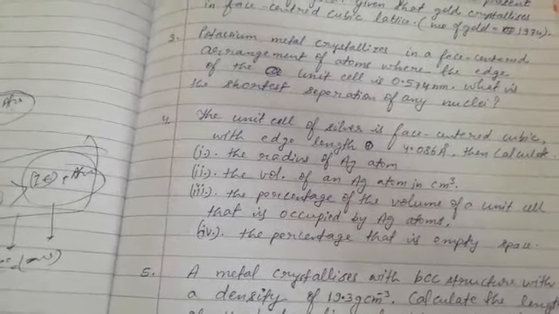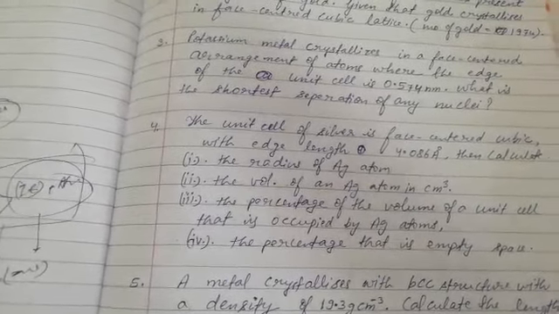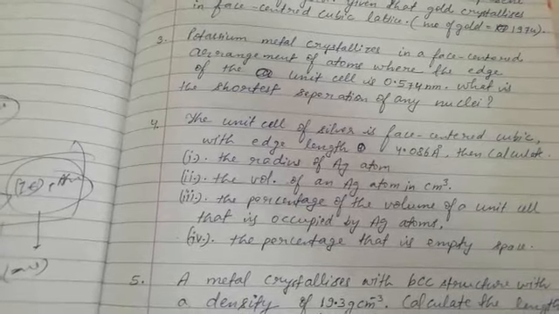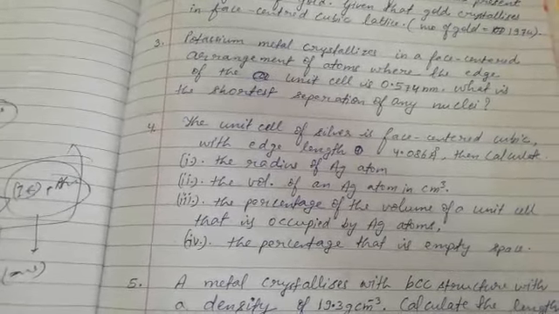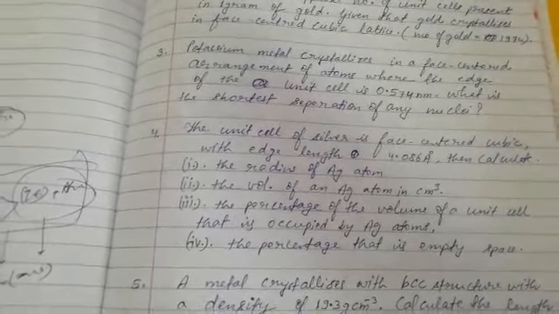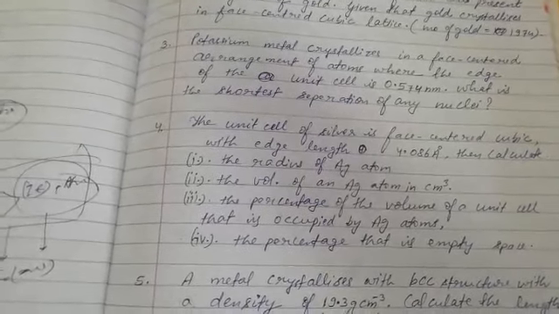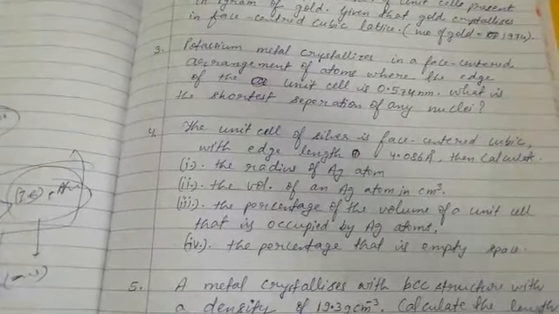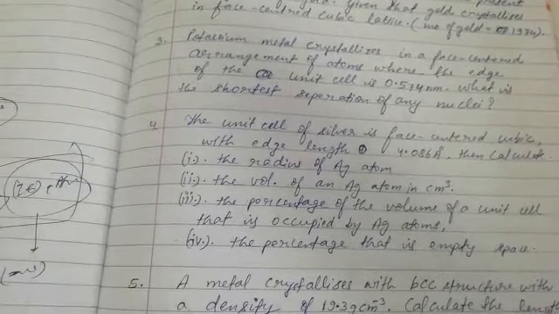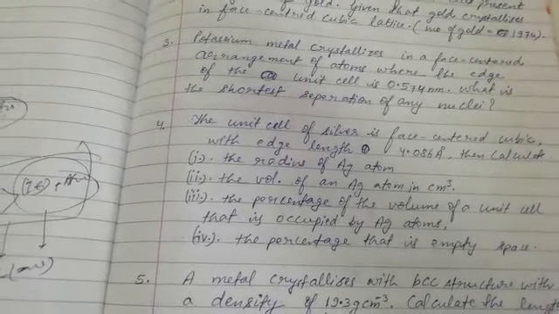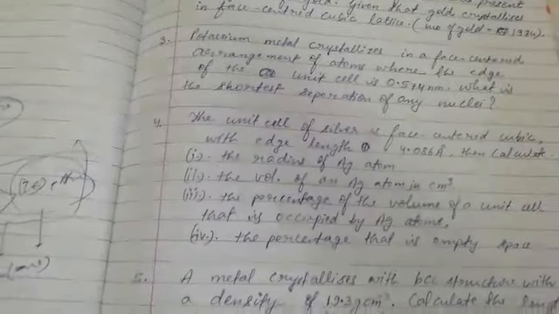The unit cell of a silver face centered cubic edge length 4.086 Angstrom. Then calculate the following. First bit is the radius of silver atom, second bit is the volume of the silver atom in centimeter cube, third bit is the percentage of the volume of the unit cell that is occupied by the silver atoms, fourth bit is the percentage that is empty space.